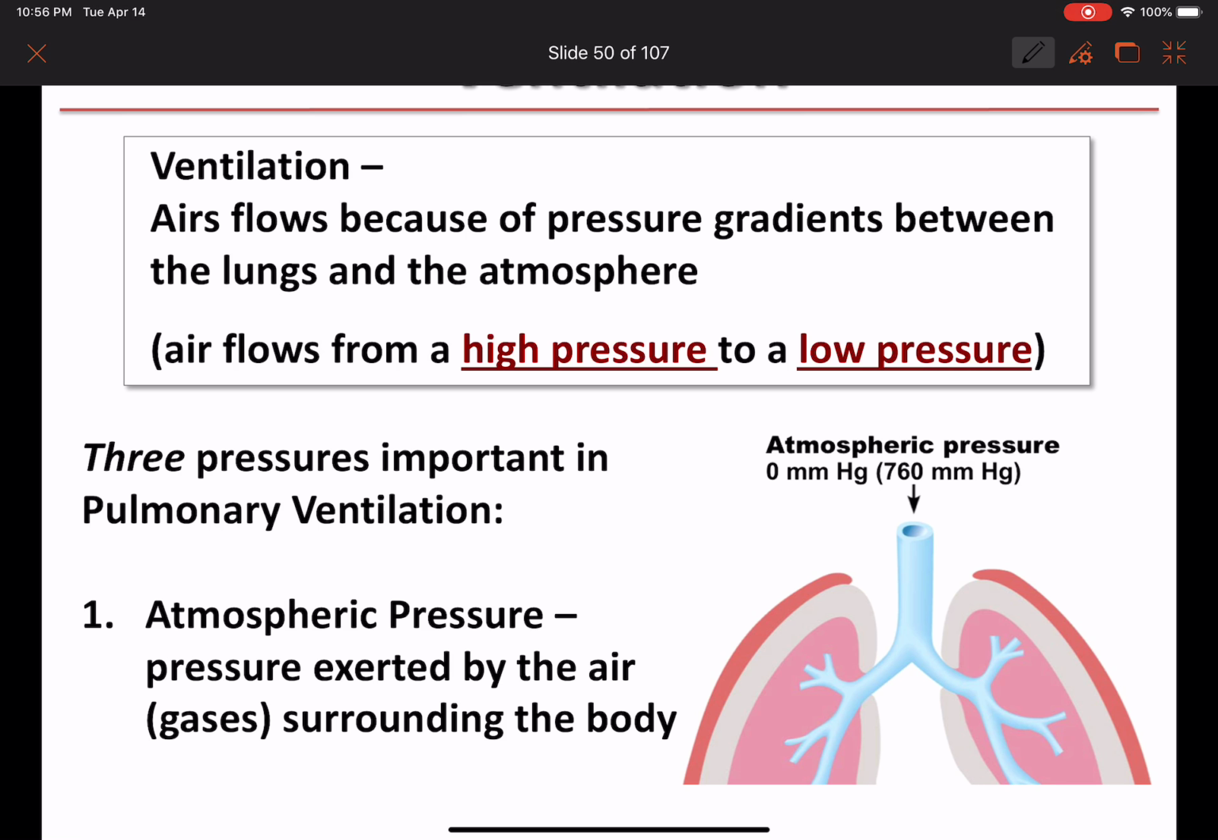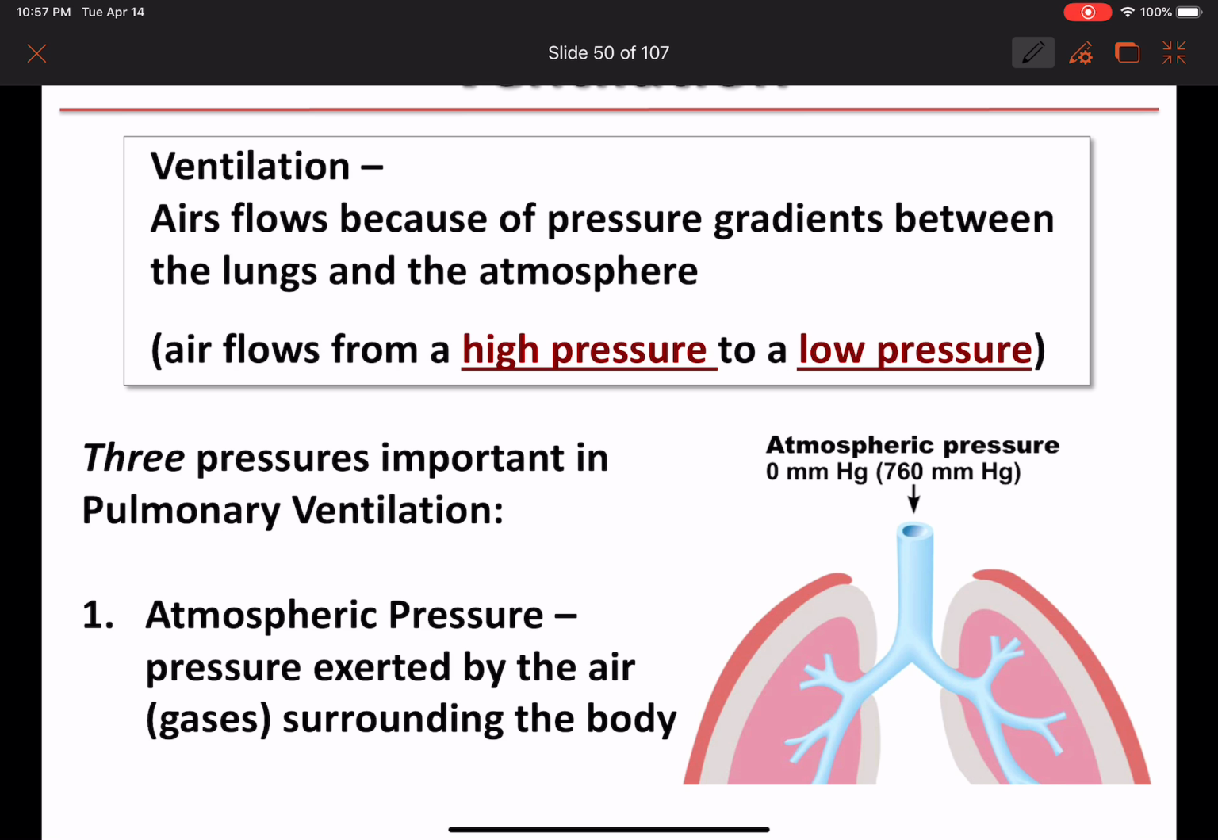And that's all going to be based upon changes in pressures between the air in the lungs and the air in the atmosphere. But always, no matter what direction the air is moving in, air is going to flow from a high pressure to a low pressure. So let's talk about the three different pressures that are important for understanding pulmonary ventilation, or just ventilation.